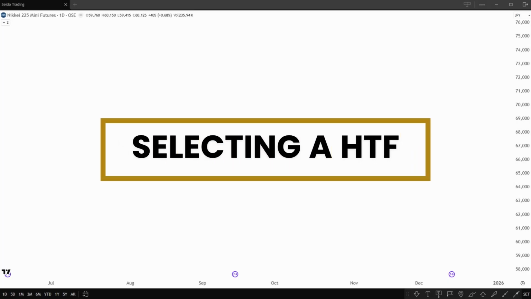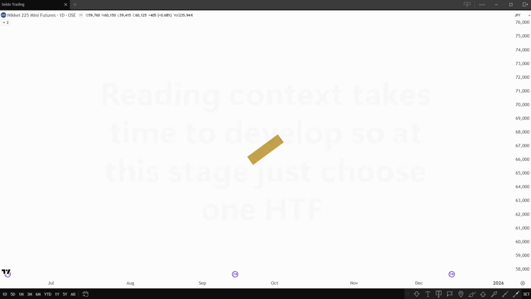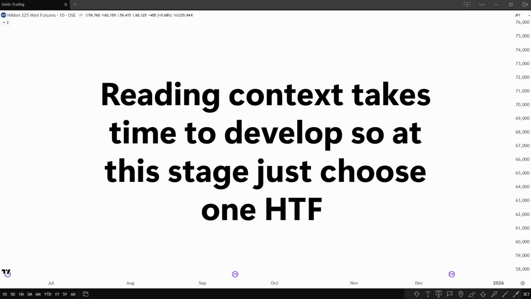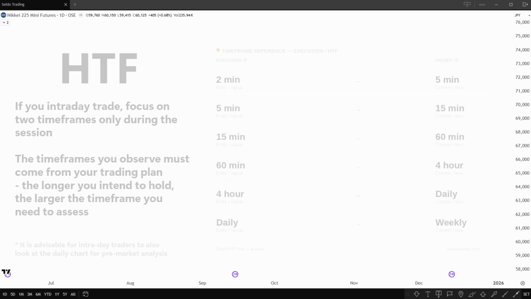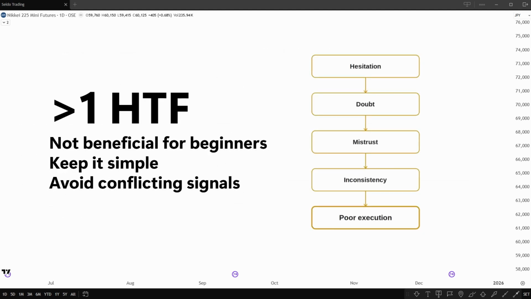As our understanding of price action develops, our ability to read context across multiple timeframes also develops. So it is best when you're starting to just pick one higher timeframe. With more than one, multiple timeframes can create what appear to be conflicting signals for beginners. For a developing trader, this creates hesitation, as we learnt previously. This leads to inconsistency and poor execution for traders. One higher time frame gives you a clean, usable perspective.